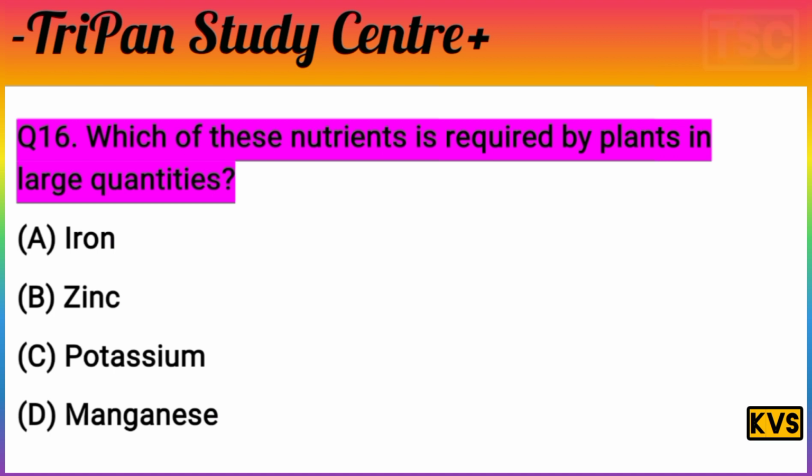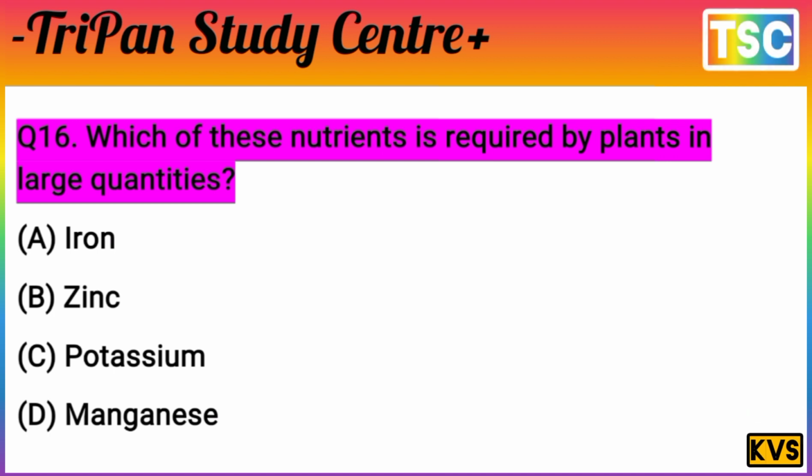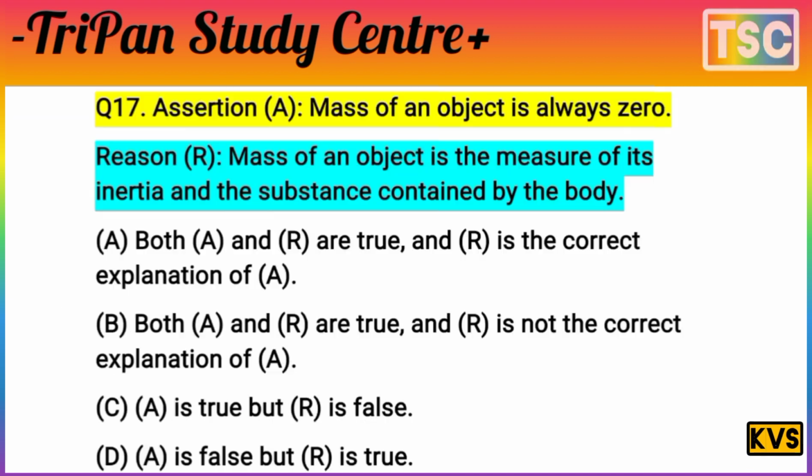You know, that question is very interesting. Which of these nutrients is required by the plant in a large quantity? The answer here: option C is correct. Potassium. Potassium nutrient is required by the plant in a large quantity. It is a macro nutrient here, macro, not micro. Option C, potassium, is correct.